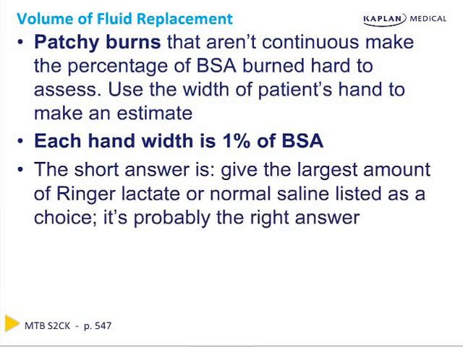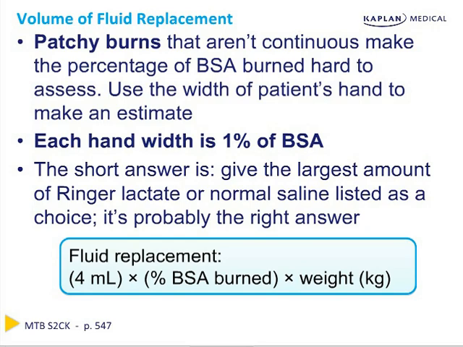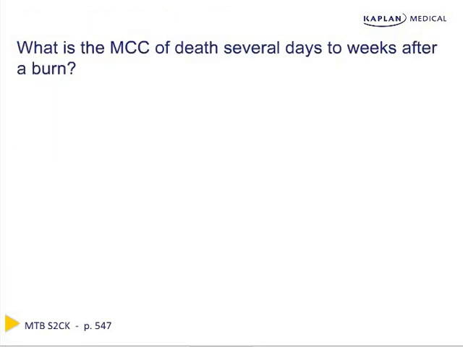The short answer is always this. You give the largest amount of Ringer's lactate or normal saline listed as an answer choice, because it's usually the right answer. Remember, fluid replacement is equal to 4 milliliters multiplied by the percent body area burned multiplied by the weight in kilograms. What is the most common cause of death several days to weeks after a burn?